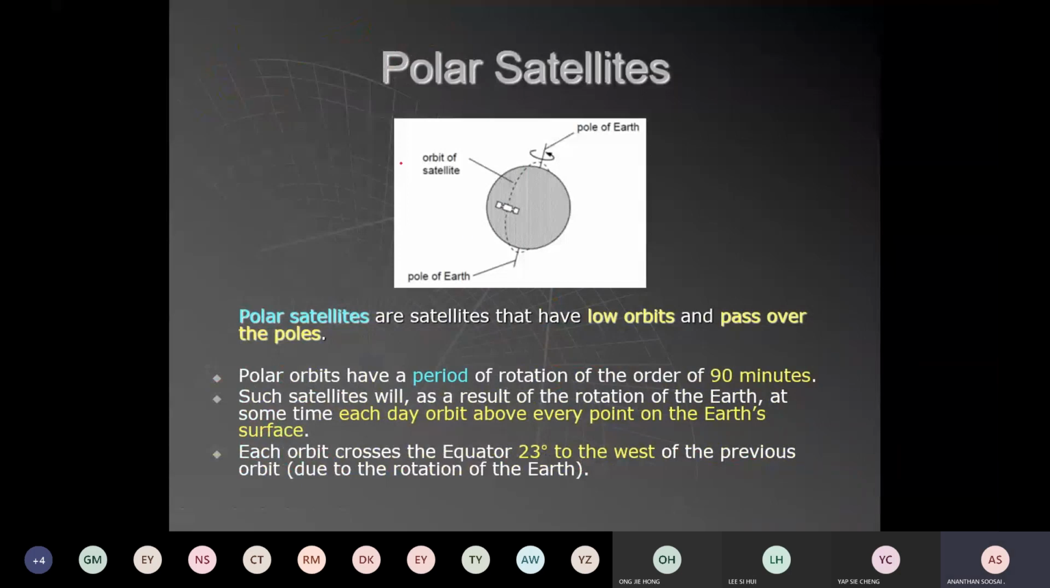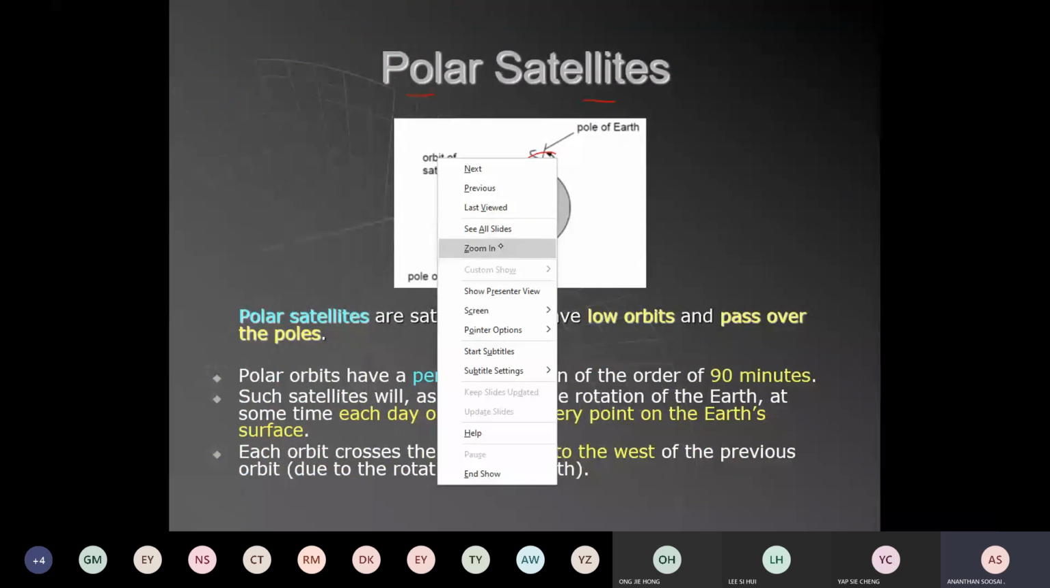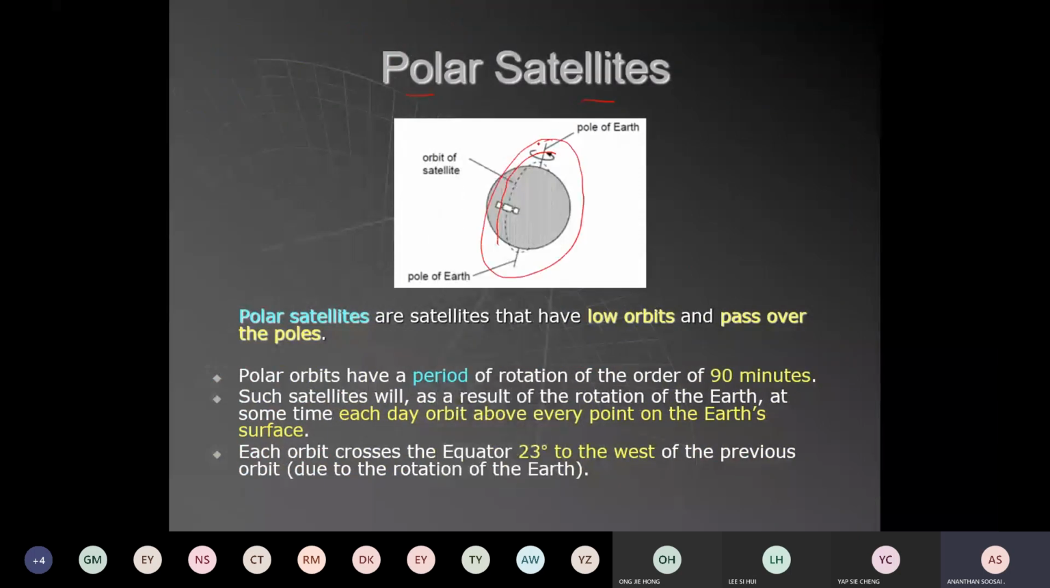It's called polar satellite. Okay, a polar satellite is a satellite launched from north to south. It moves from the north pole to the south pole, going vertically. What do you call a geostationary satellite? It's at the equator.